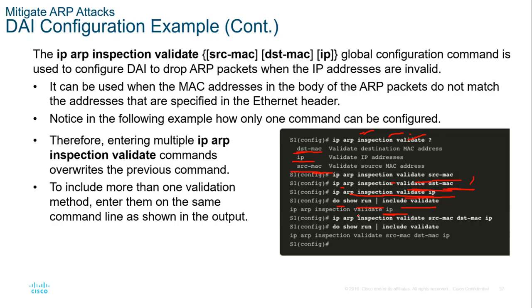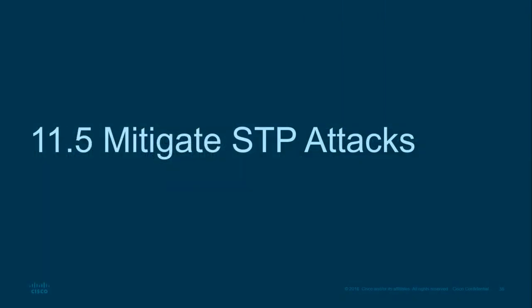So ip arp inspection validate source, destination, and then the IP. Here all three are included: source, destination, and IP. So the inspection validates the source, which device is sending, and then the destination, which is receiving, together with their MAC addresses.